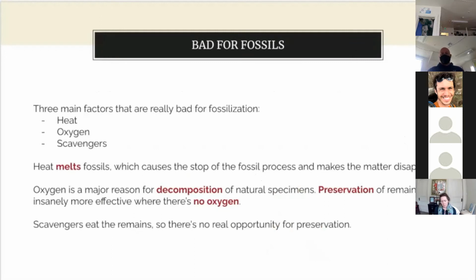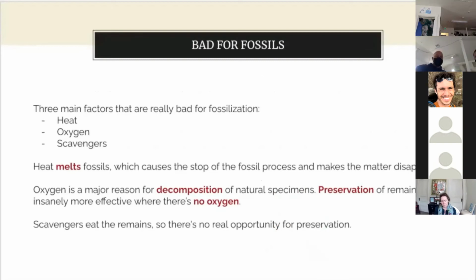There are 2 or 3 factors that are really bad for fossilization. Those are heat, oxygen, and sometimes scavengers. Heat melts rocks and fossils, which in turn stops the fossilization process and makes the matter essentially disappear. Oxygen is a major aid in decomposition, which is exactly what we don't want.